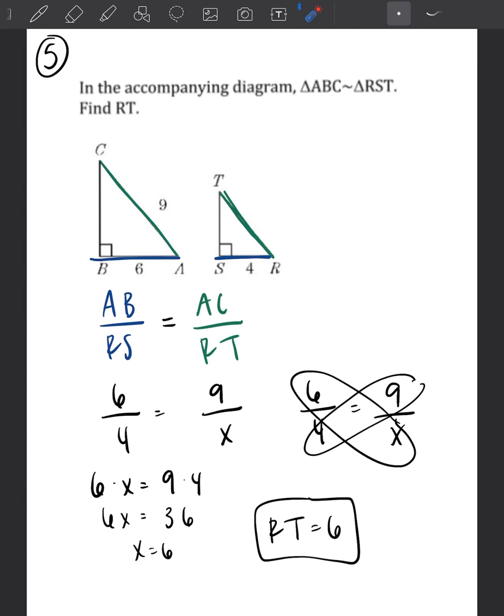So again, just like 4, if you didn't get this right, pause here. Make sure that you have your corresponding sides correct and your ratio, your proportion correct. And see if you can plug your numbers back in to get the right answer.